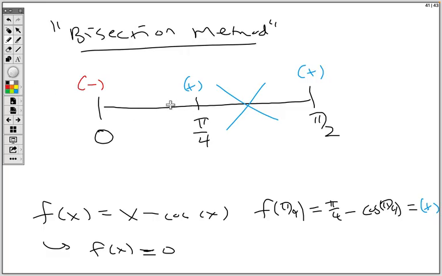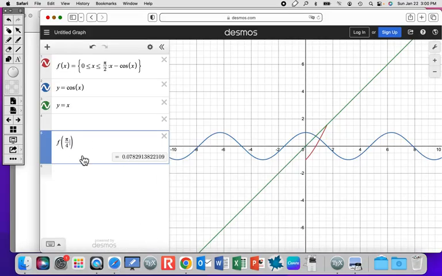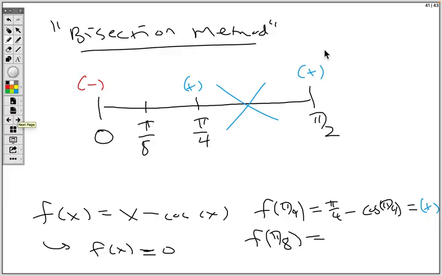So now I bisect this interval. So I look at pi over 8. And I look at f at pi over 8, see what kind of number that gives me. So f at pi over 8, look at that. It's a negative 0.53, etc. So that's a negative number. So that tells me that the 0 is going to be between pi over 8 and pi over 4.